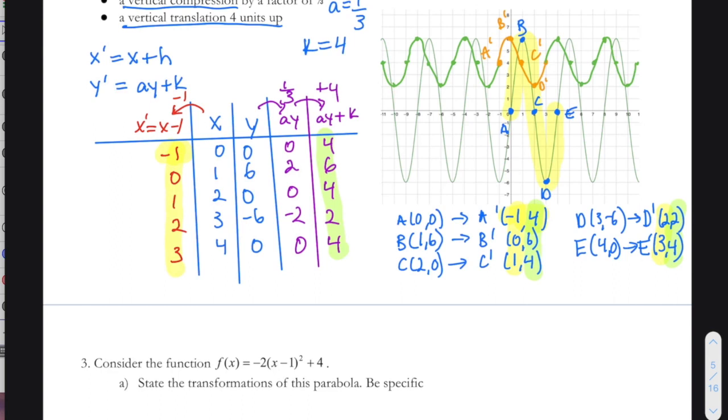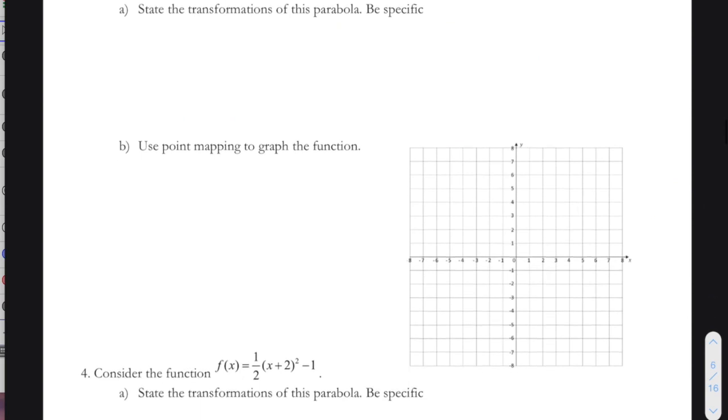So based on how we've learned how to do our transformations, we can really do any function, but what I need you to get out of this unit is only really just how to be able to do this with quadratics. So let's consider this function. f of x is -2 times (x minus 1) squared plus 4. We're going to state the transformations.